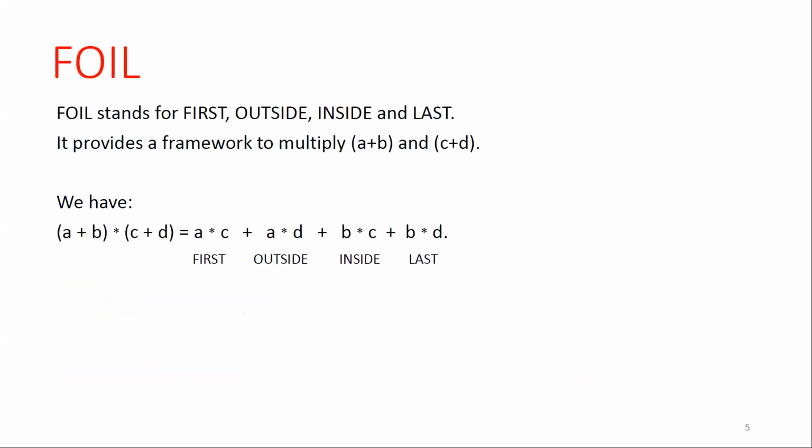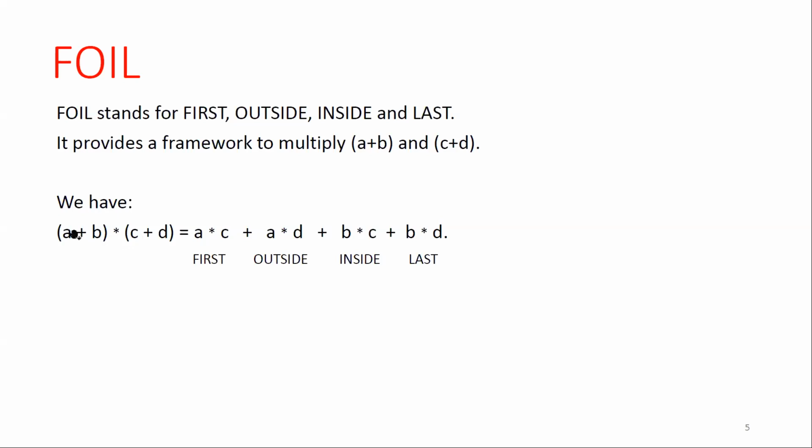So let's just review how you expand things. The big word that people often use is FOIL. It stands for first, outside, inside, last. And it allows us to multiply expressions like a plus b and c plus d. So we have a plus b and c plus d. What would the first be? AC. A times c, that's what we have over here.